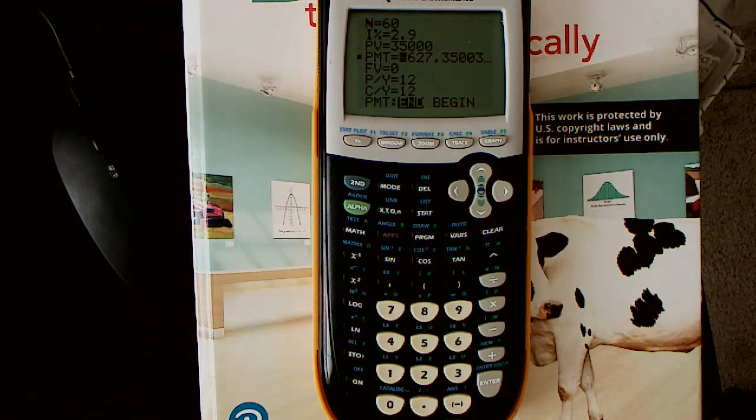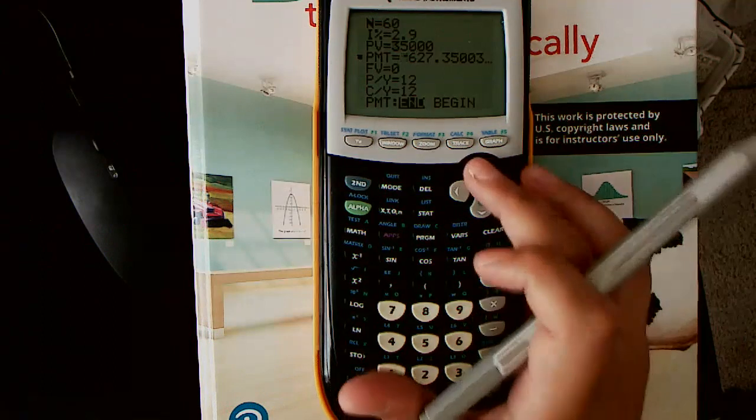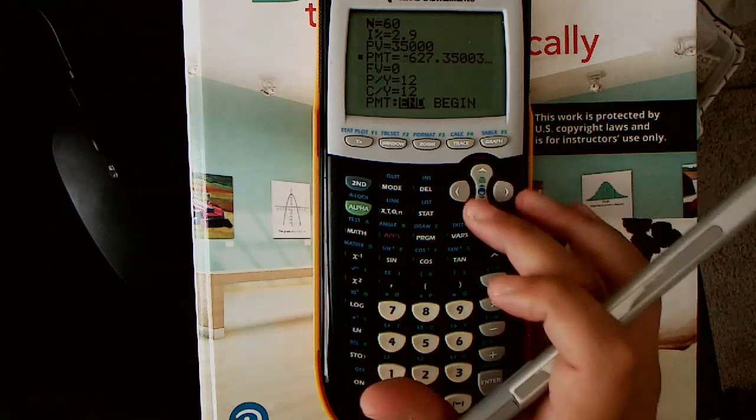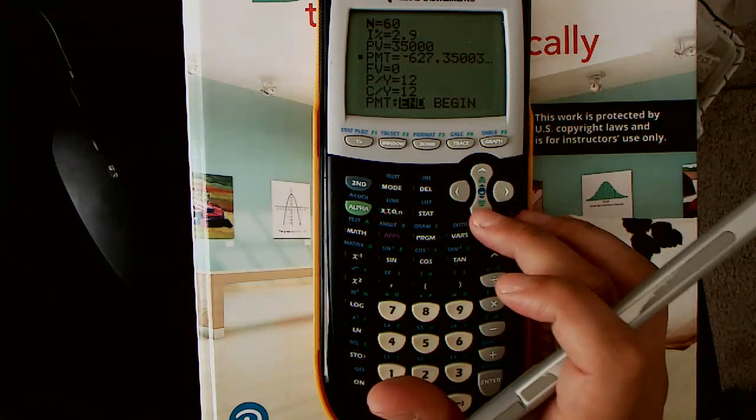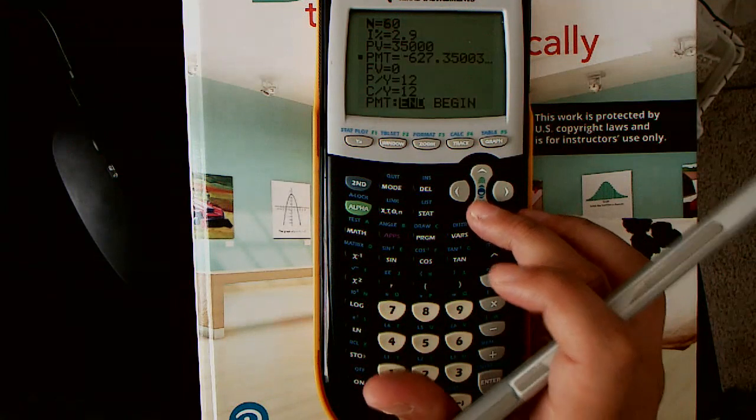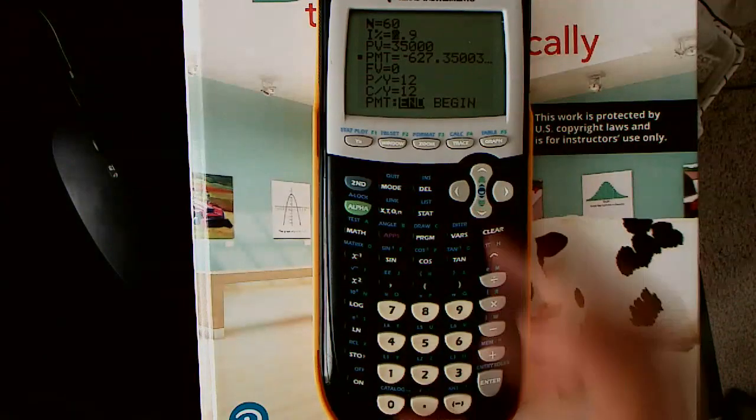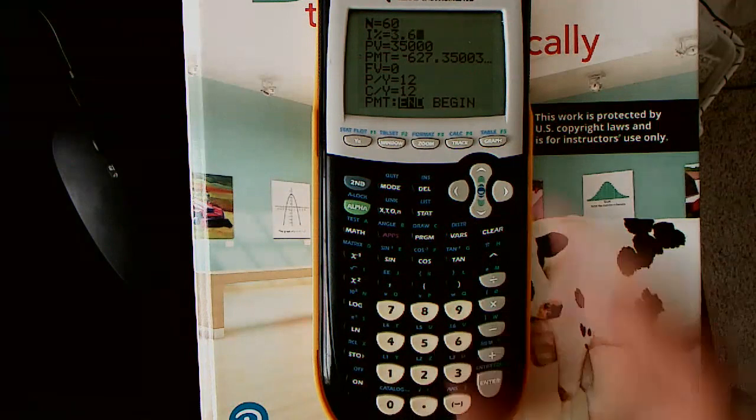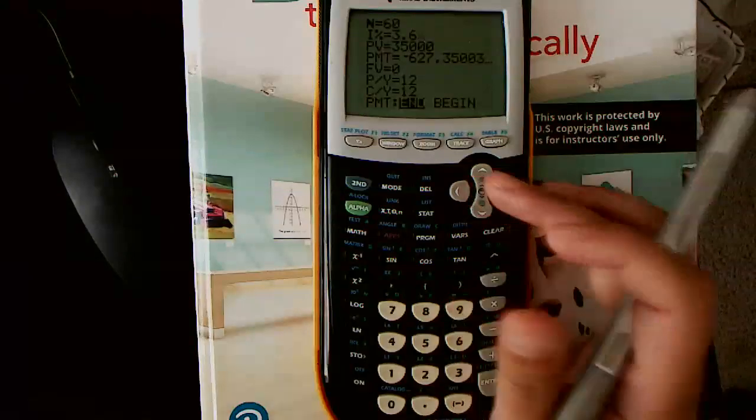All right, look at your scratch paper. What's the information for the second option? It's also a 5-year loan, right? So it's still 60. You don't have to change that. The annual interest rate is different, 3.6, so change that to 3.6.